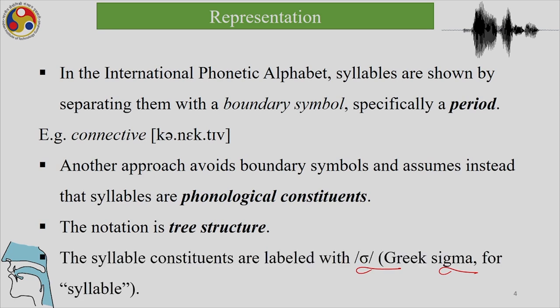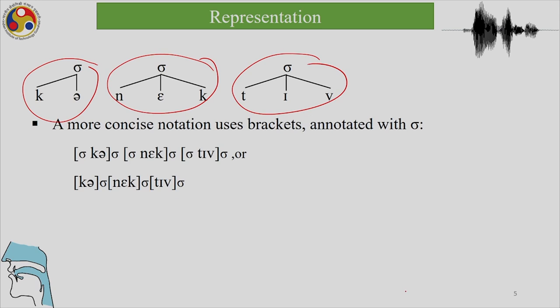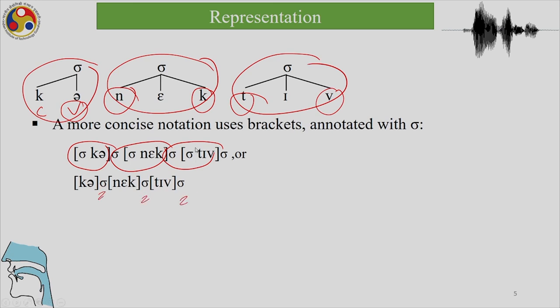And the syllable constituents are labeled with, as we just said, the Greek sigma for syllable. And this is how we see the representation in a tree structure. So, the word connective that you just saw, if it is just a consonant and a vowel, it is one branching node to the left, and then the vowel, and then if there are two consonants flanking the vowel on both sides, then we have two nodes towards both sides, for the two consonants, and similarly again for the last syllable tiv. And a more concise notation uses brackets and is notated with just a sigma. So, like this, showing a syllable division, or like this, where the syllable division is shown outside the syllable.